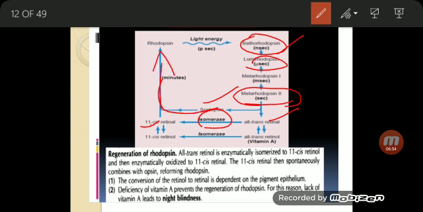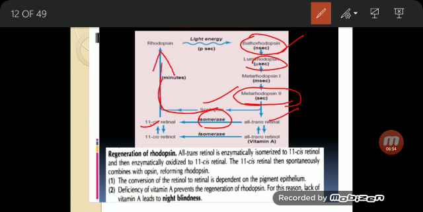Visual phototransduction is a process by which the light energy is converted into receptor potentials in visual receptors. So when light falls on the retina, the rhodopsin is excited, leading to the development of receptor potential in the rod cells. You can see this.